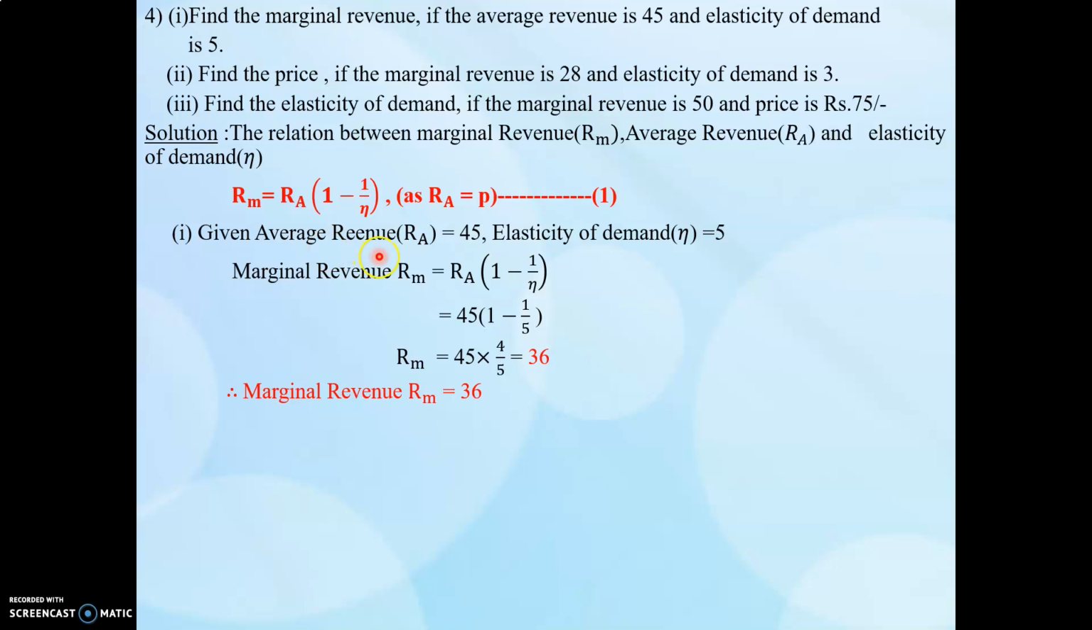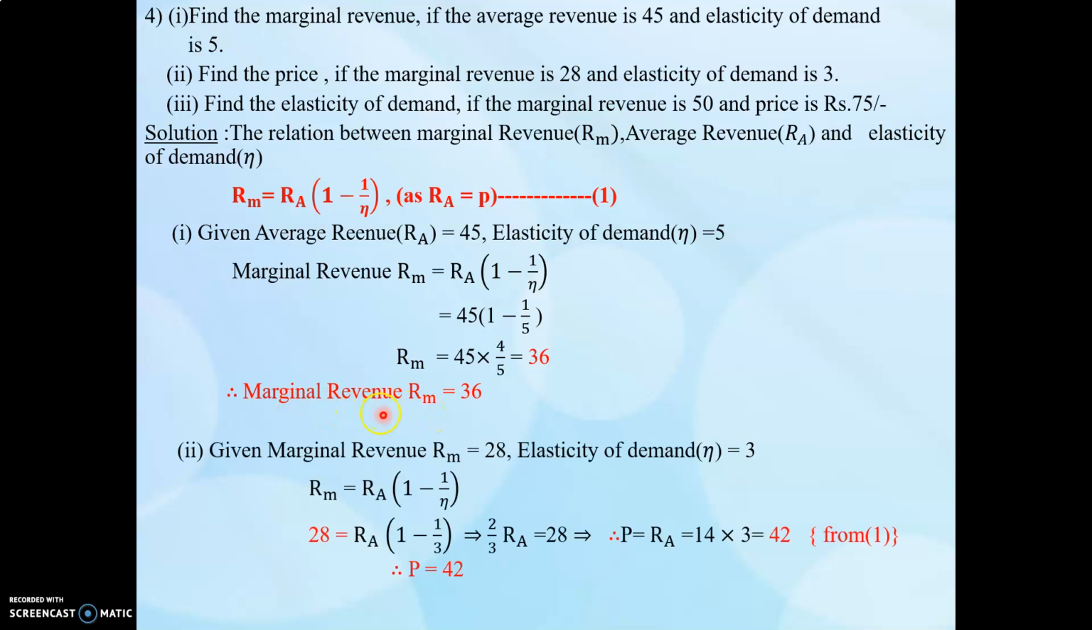For the first question, given average revenue RA is equal to 45 and elasticity of demand is 5. So we are just substituting these values in this equation. So 45 into (1 minus 1 upon 5) is equal to 45 into 4 upon 5, that's equal to 36. Therefore, marginal revenue RM is equal to 36.